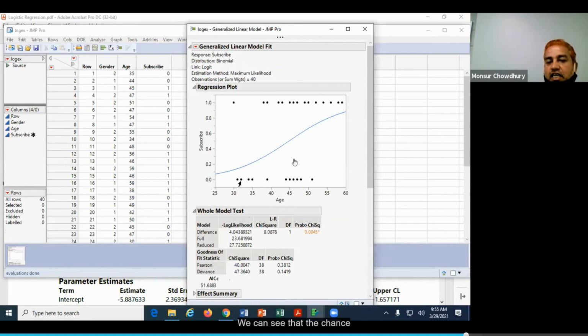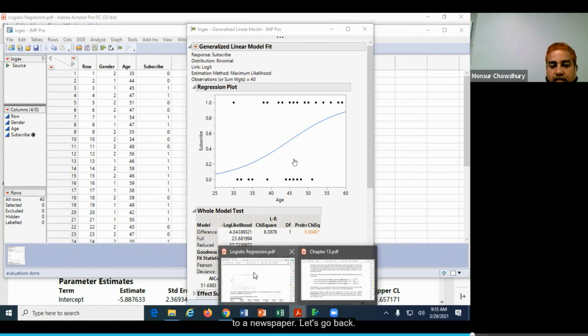So now you can see that the chance that the person will subscribe to a newspaper depends on the value of the age. When they are younger, the chance is very low. You can see it's very low, far from 1. When they are getting older and older, there is a higher chance of subscribing to a newspaper. Now, let's go back.